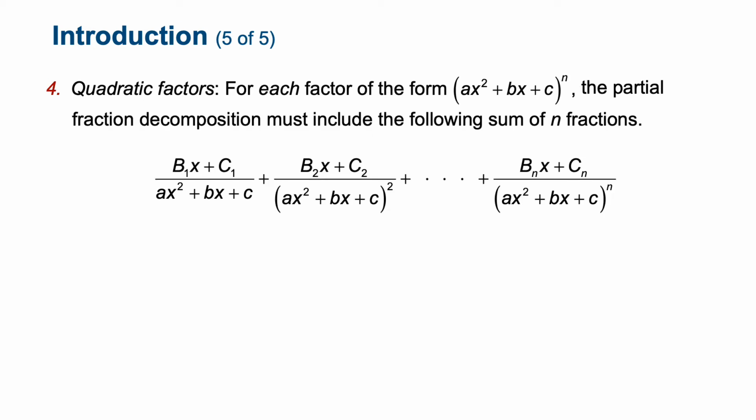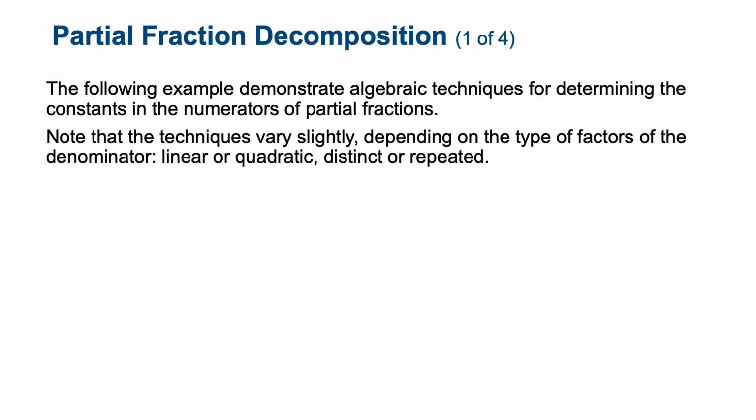If there are quadratic factors, it's the same kind of thing, where you have ax squared plus bx plus c to the first power, that's the first one. And if you had a second one, you would have another one, with the quadratic squared, and so on. If you had a factor that was parentheses quadratic squared, you would have this term. Okay, so let's get into it.